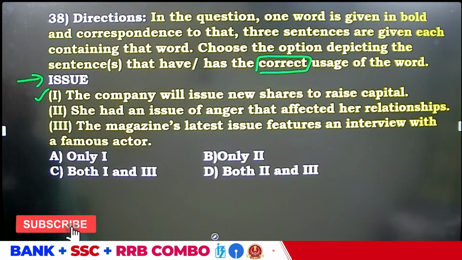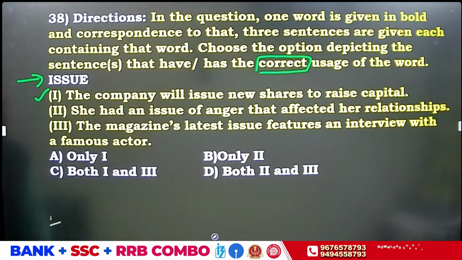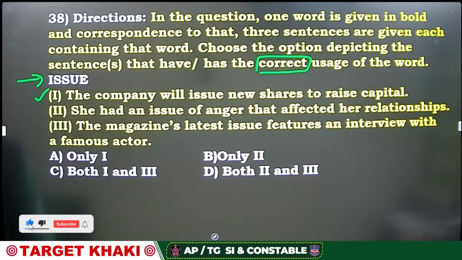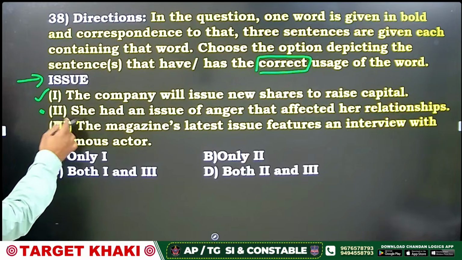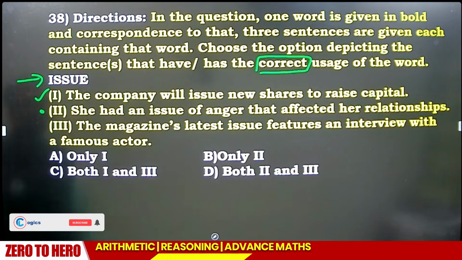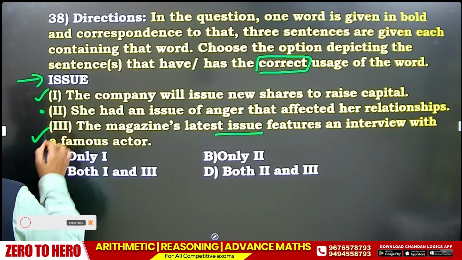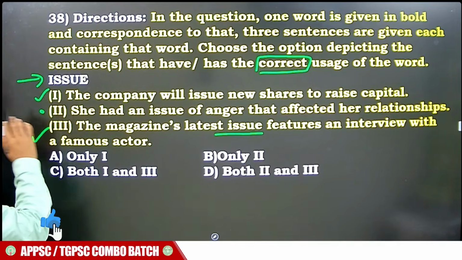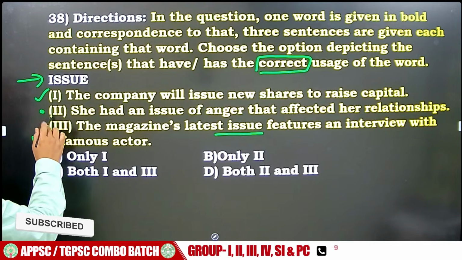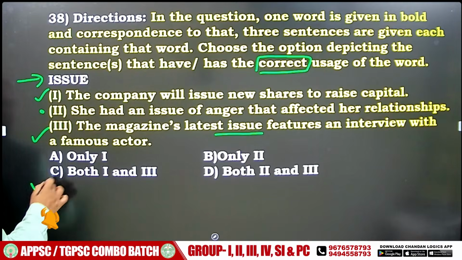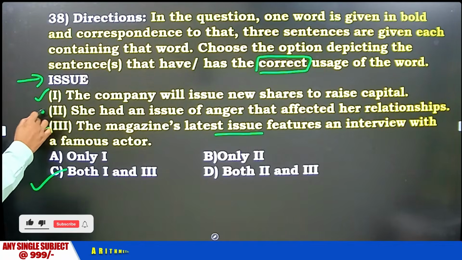Second one, she had an issue of anger that affected her relationship. What do you think about the second statement? You're not sure? Okay, keep it on hold. Third one, the magazine's latest issue. Latest issue means latest edition. This is also correct. So 1 and 3 are no doubt correct, 2 not sure. In the options, 1, 2, 3 is not there. So relax, directly go to the option 1 and 3, which means 2 is wrong.